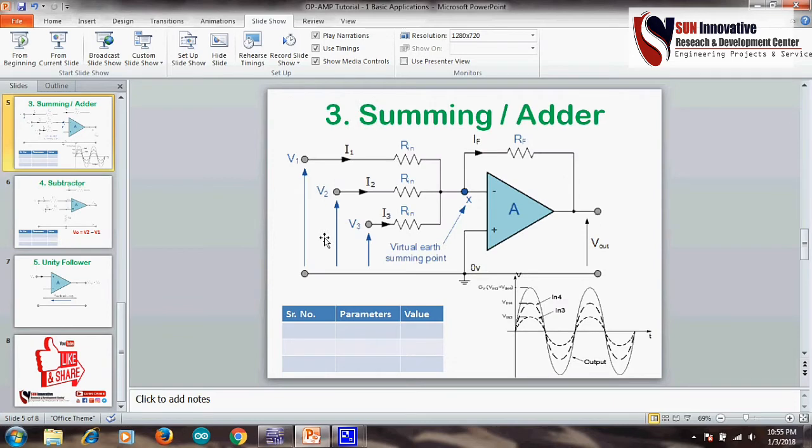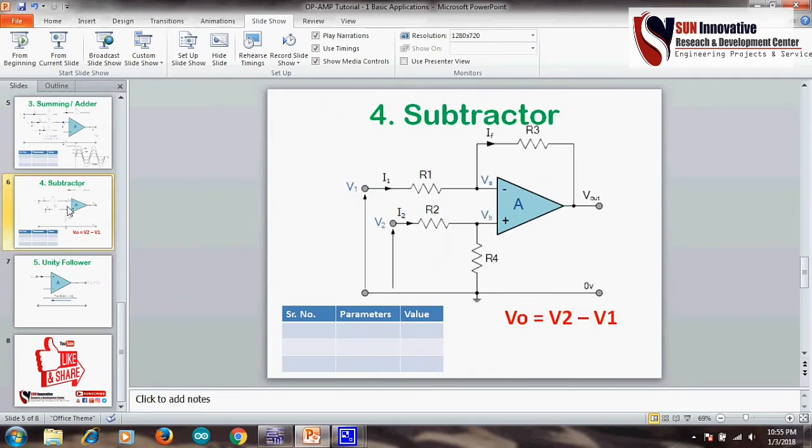Okay, now after performing the summing or adder circuit, next is the subtractor. As the name suggests, a subtractor will subtract the two voltages, V2 minus V1. So we are going to make this circuit in Multisim again. Try to remember the circuit.